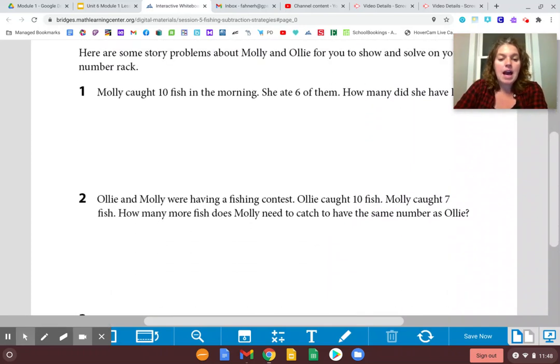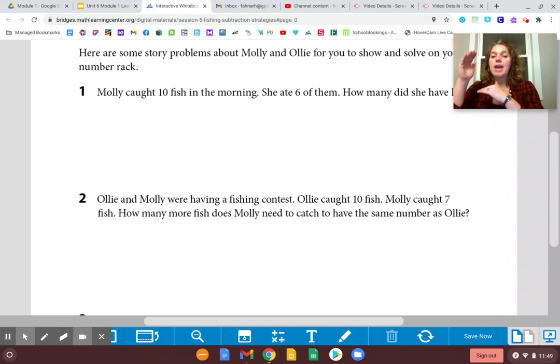Okay. Ollie and Molly were having a fishing contest. Ollie caught 10 fish. Molly caught 7 fish. How many more fish does Molly need to catch to have the same number as Ollie?